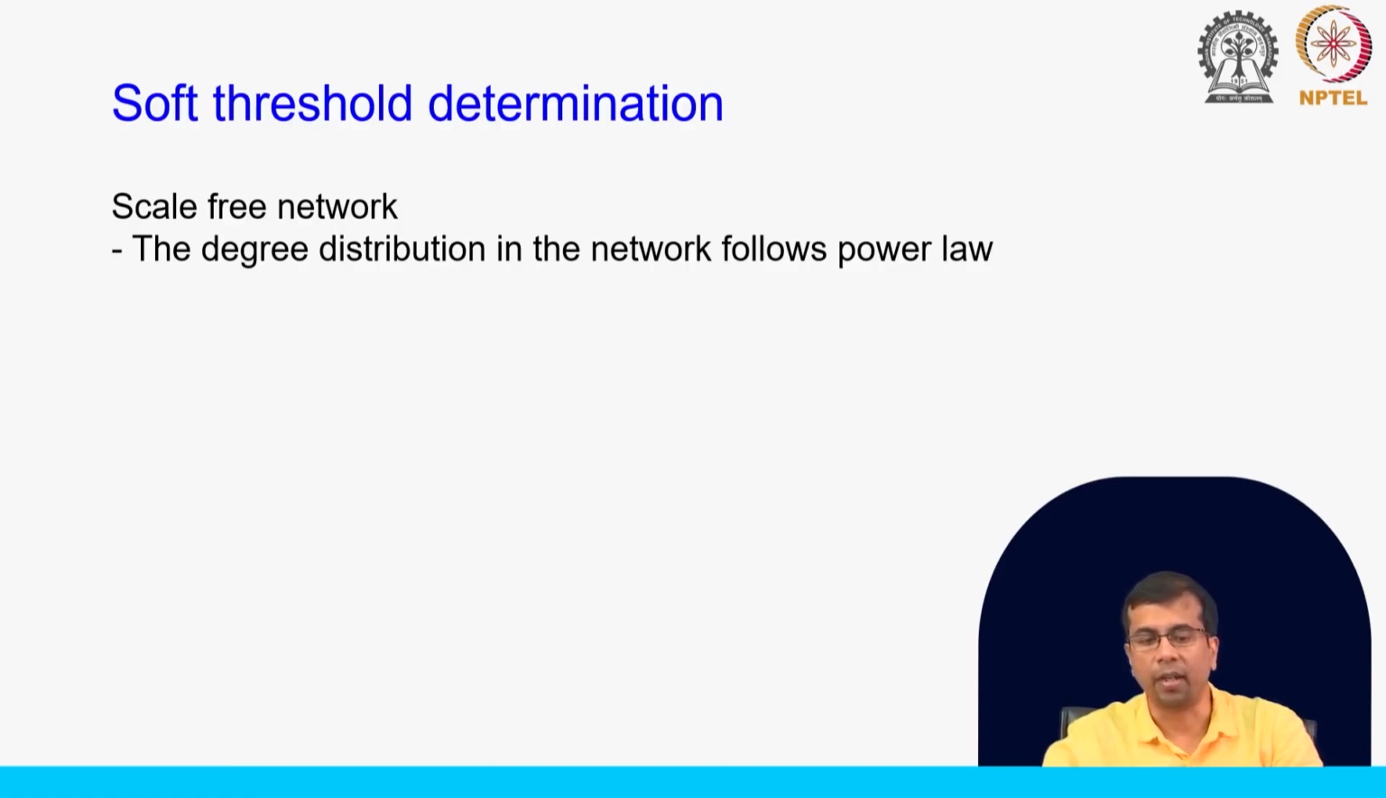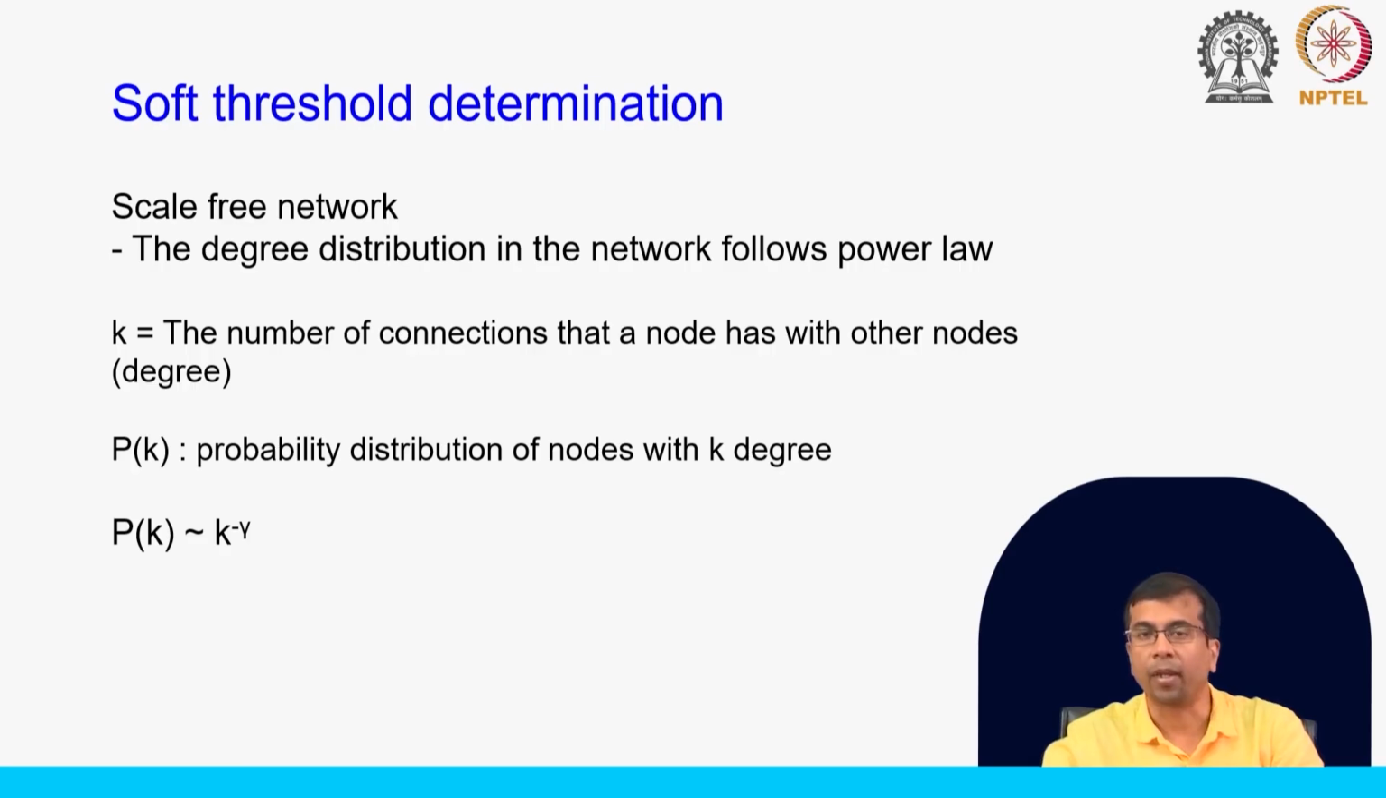So, what is a scale-free network? A scale-free network is a network where the degree distribution follows a power law. Let us say K is the number of connections that a node has with other nodes. That is what we define as degree in graph theory. If K is the degree and Pk is the probability distribution of nodes with K degree, then Pk should follow K to the power minus gamma. That is the power law distribution.